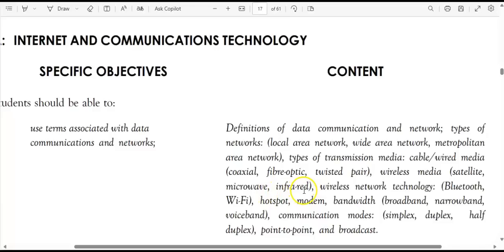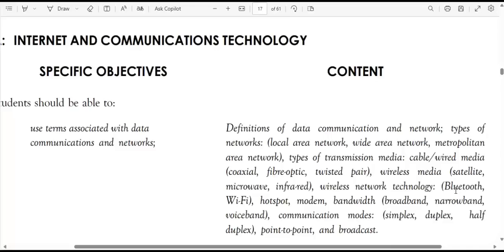And the last type of transmission media is wireless network technology, which includes Bluetooth, Wi-Fi, hotspot, modem, bandwidth, and the list goes on. So we're going to look at that. Wireless network technology allows devices to connect and communicate without using physical cables. The data is transmitted through radio waves or other wireless signals. Examples of wireless network technology include Bluetooth.